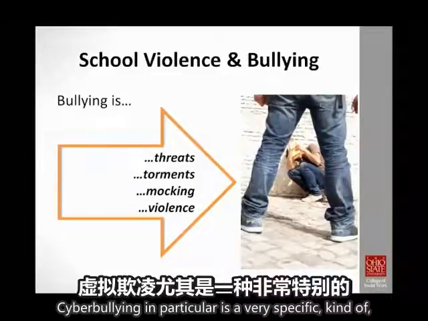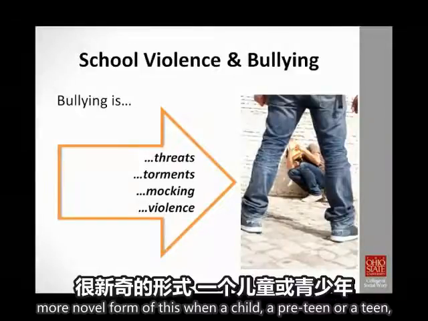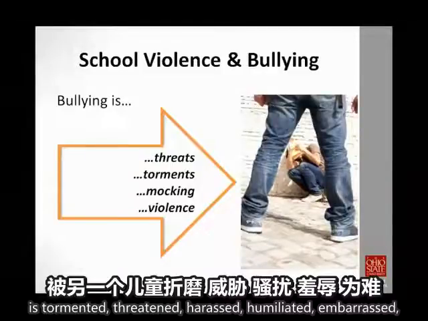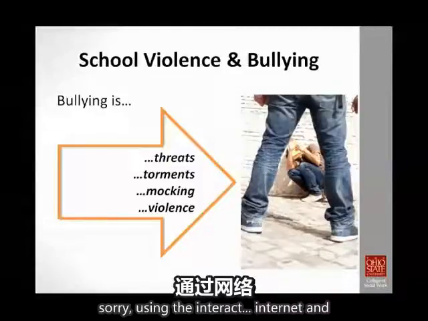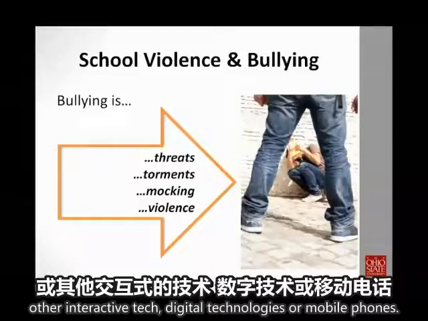Cyberbullying in particular is a very specific, more novel form of this, when a child, a preteen or a teen, is tormented, threatened, harassed, humiliated, embarrassed, or otherwise targeted by other children using the internet and other interactive digital technologies or mobile phones.